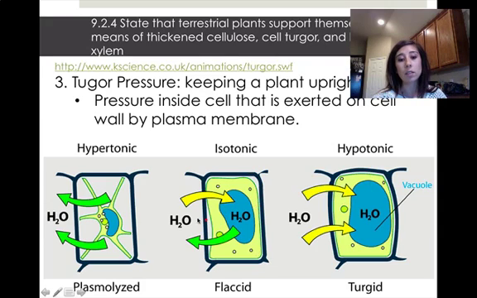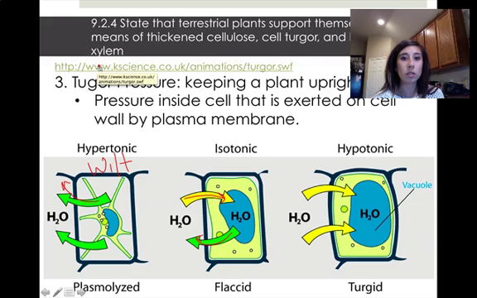The cell will be flaccid in an isotonic state where we have reached equilibrium with the water concentration moving in and out, and then the cell may wilt in this picture because you have water completely leaving the cell. So that cell, the cell membrane is not putting any pressure against the cell wall at all, and that's where you see a wilting plant.